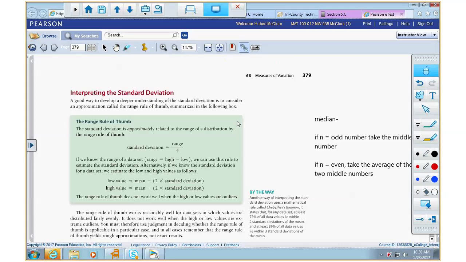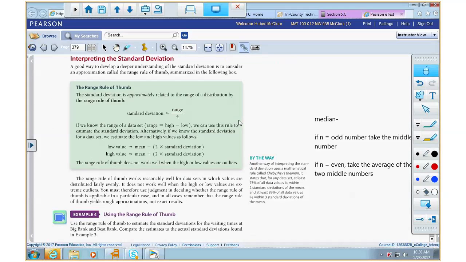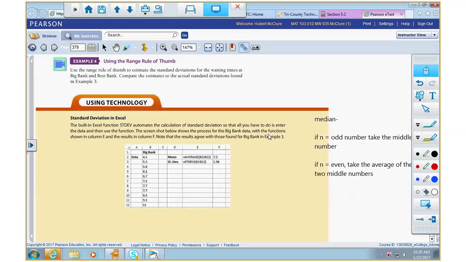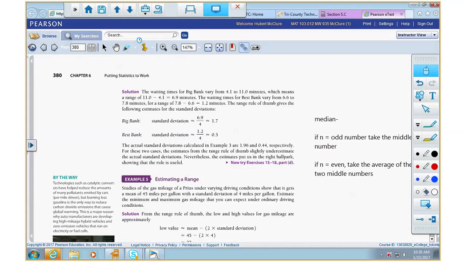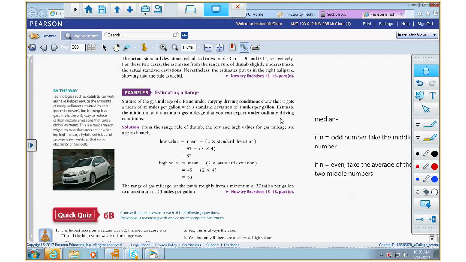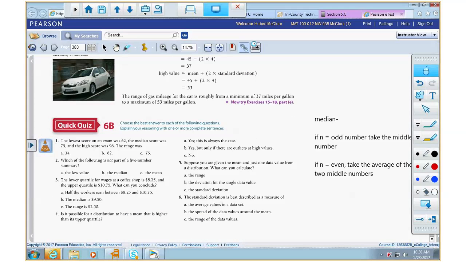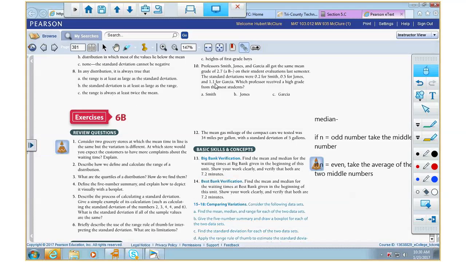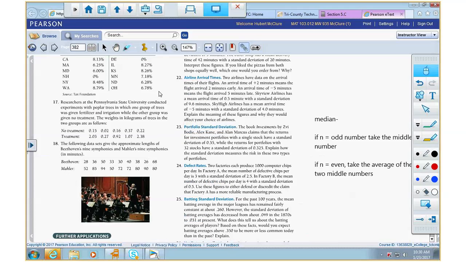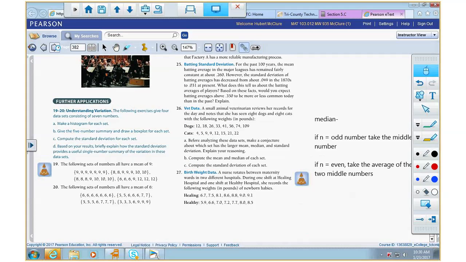Range rule of thumb. I'm waiting for the empirical rule. How far do we go in chapter 6? See, that must be the empirical rule. I thought it would be B.